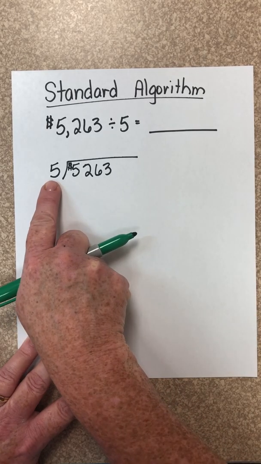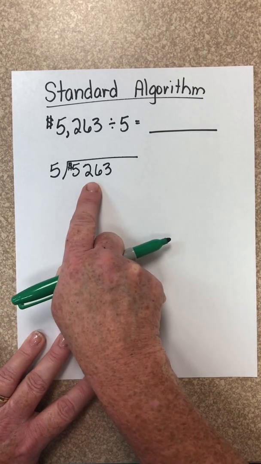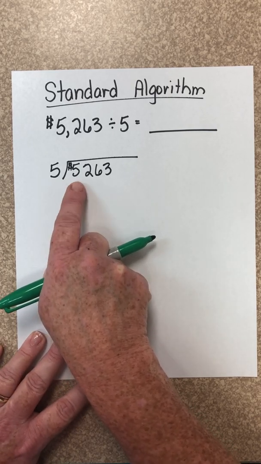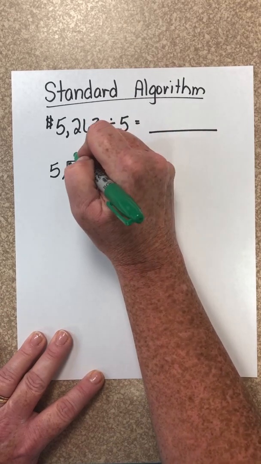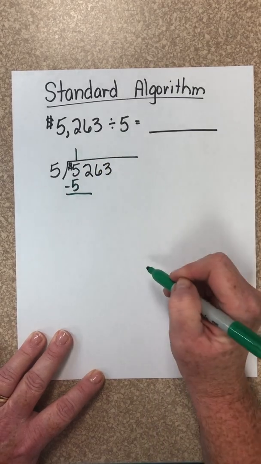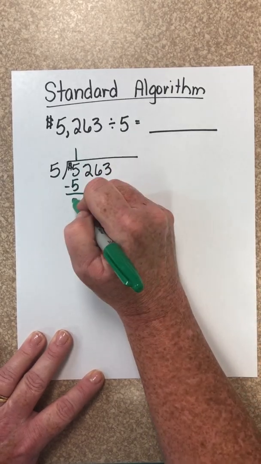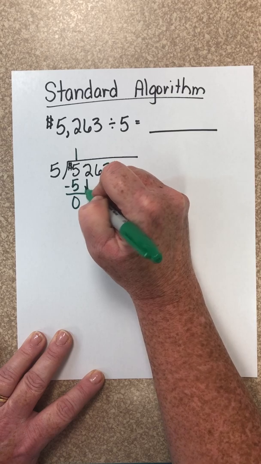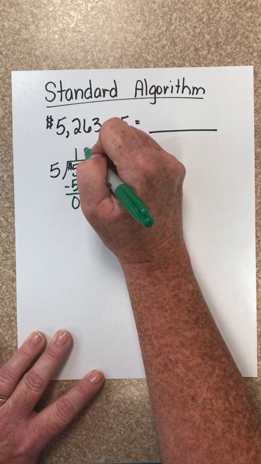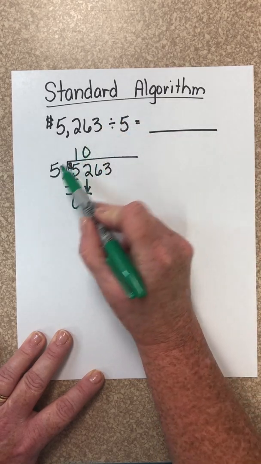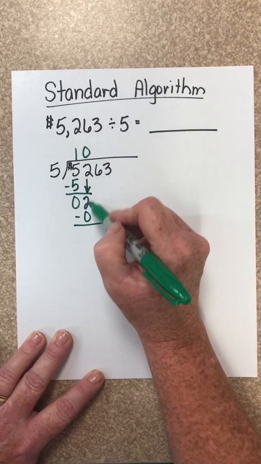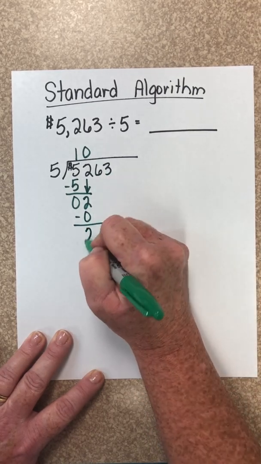Well, we know the divisor needs to be a whole number for us to be able to divide, so we're in good shape there. So let's divide. How many 5s are in 5? 1. 1 times 5 is 5. Now let's subtract. 5 minus 5 is 0. Let's bring that next number down. How many 5s are in 2? None, so that's a 0. 0 times 5 is 0. Let's subtract again. 2 minus 0 is 2.